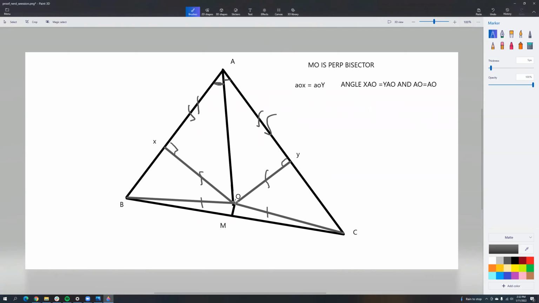No. So I took O. O is just the intersection of AO and MO. From O, I took the perpendicular to AB and AC. So that's how I constructed it. I took the perpendicular directly to AB and AC. OY is not the perpendicular bisector of AC. It's just the perpendicular from O to AC. Okay.